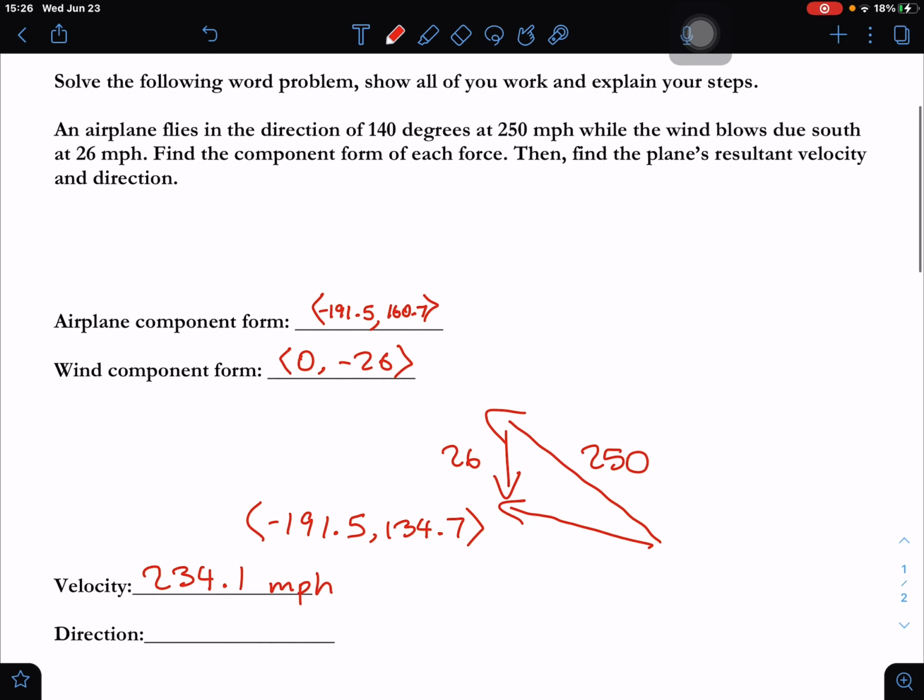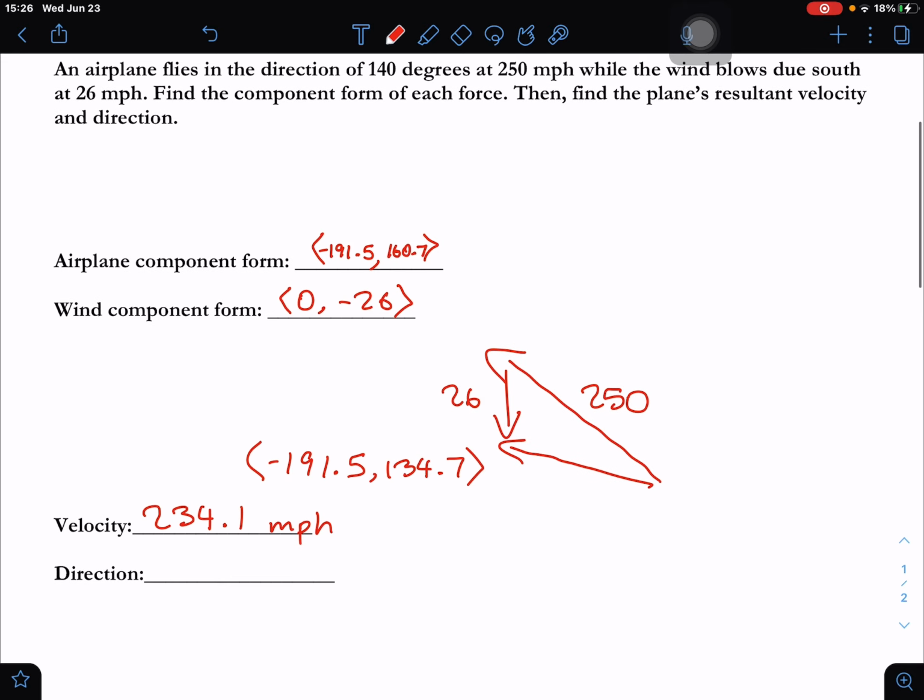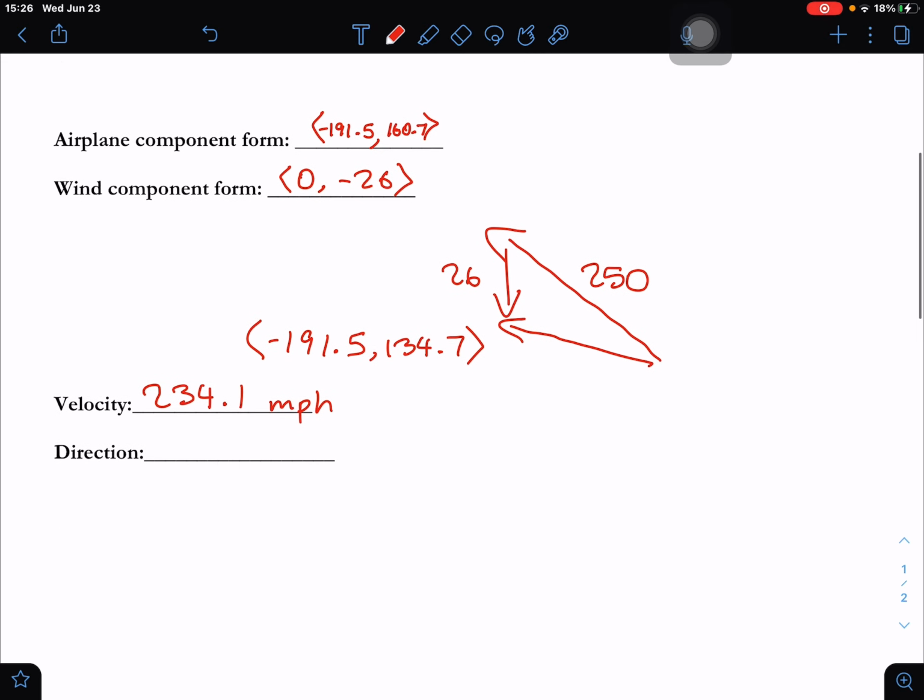And for our direction, this is a little bit more tricky, but it can still be done. Since we have this vector already and we have our velocity, we can use the tangent of an angle to try to find this angle. And as we know, the tangent is just going to be the slope. So we have to take the change in y, which is 134.7, over the change in x, which is negative 191.5.